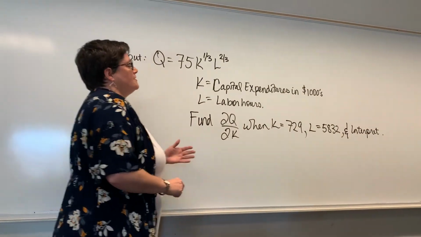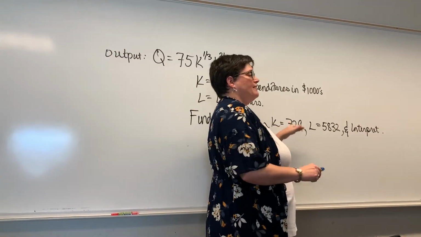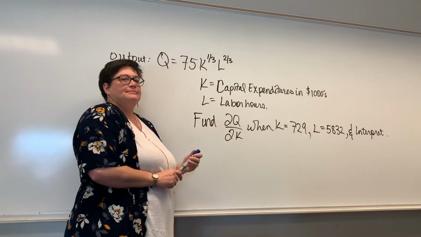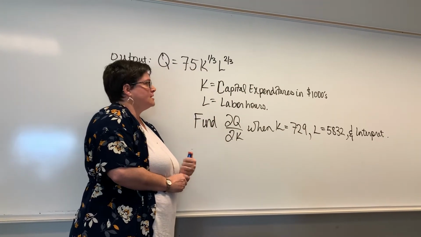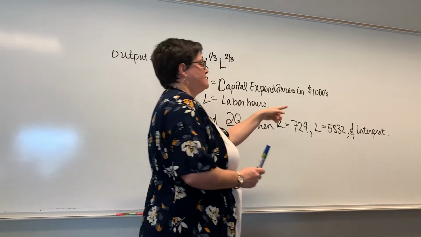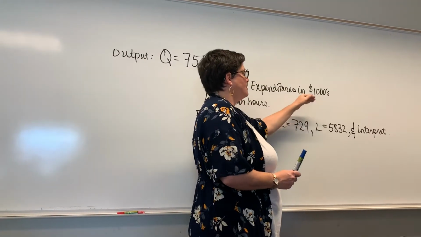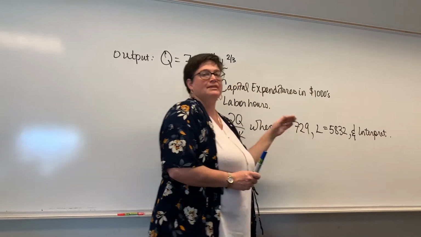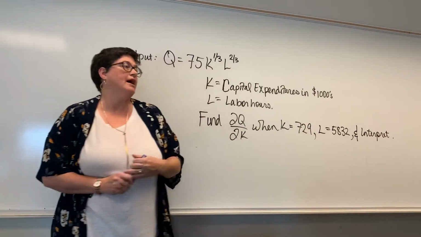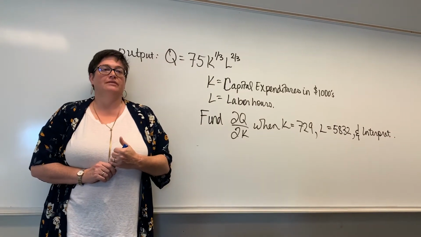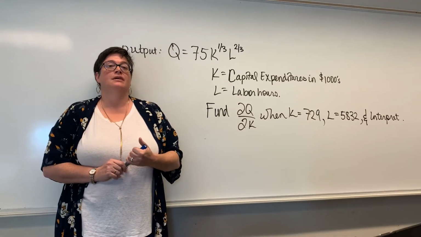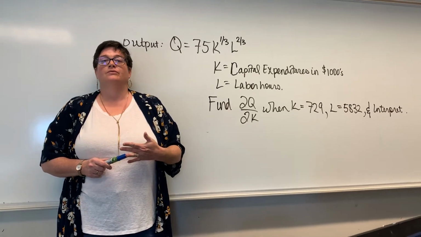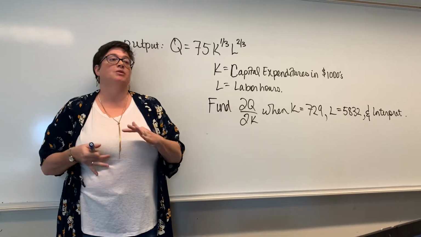In the book, this said K equals 729,000. But it's not, is it? Because K is capital expenditures in thousands of dollars. So we're gonna have to do a little conversion. We're not putting 729,000 in for K, we're putting 729 in for K. So far, so groovy? That's the first thing. Because K is in thousands of dollars, we need to change the number we plug in.